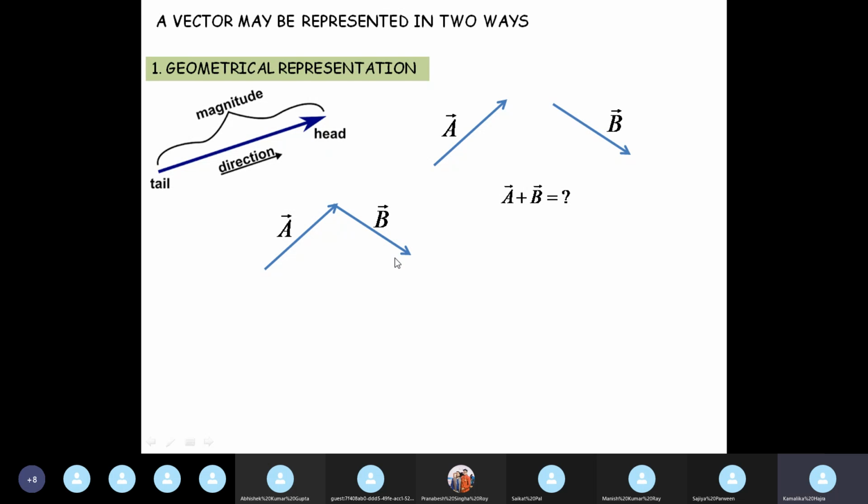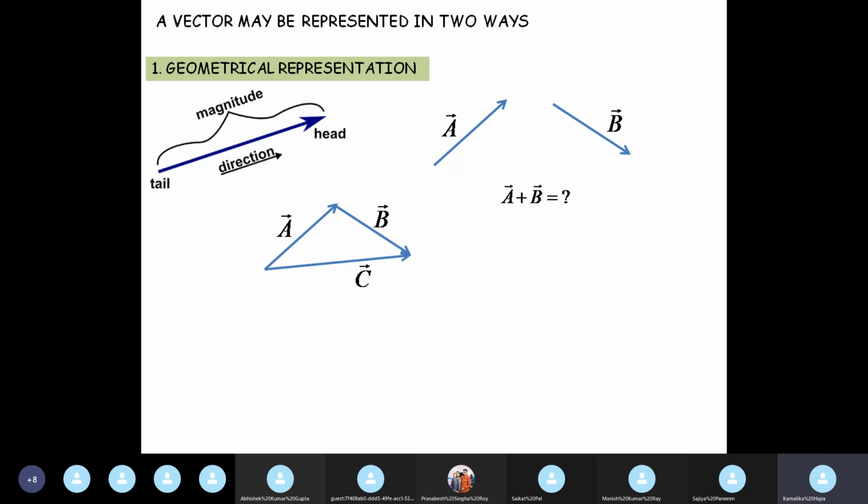I just parallelly displace it so that its magnitude and direction remain the same, and there is no change to the vector. So I bring both the vectors in such a manner that A is there, and the tail of vector B touches the head of vector A. So they are forming two sides of a triangle. Then vector C forms the third side of the triangle in the other direction.